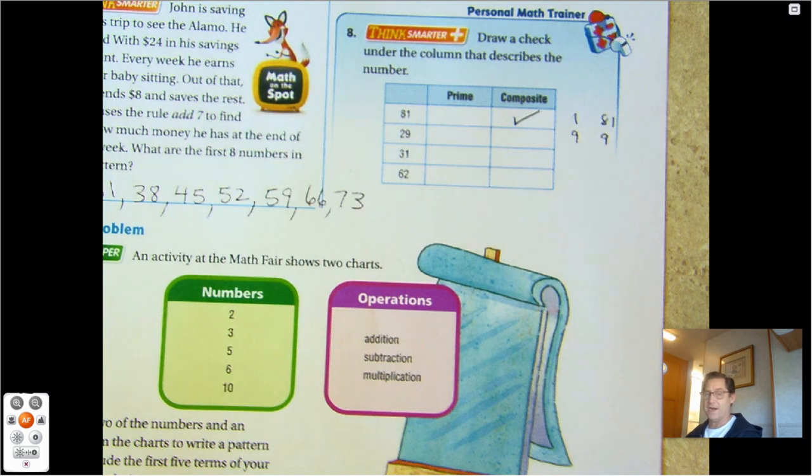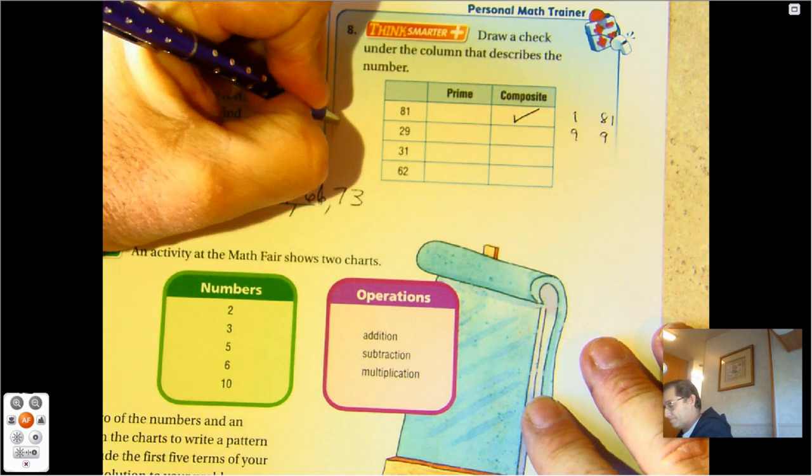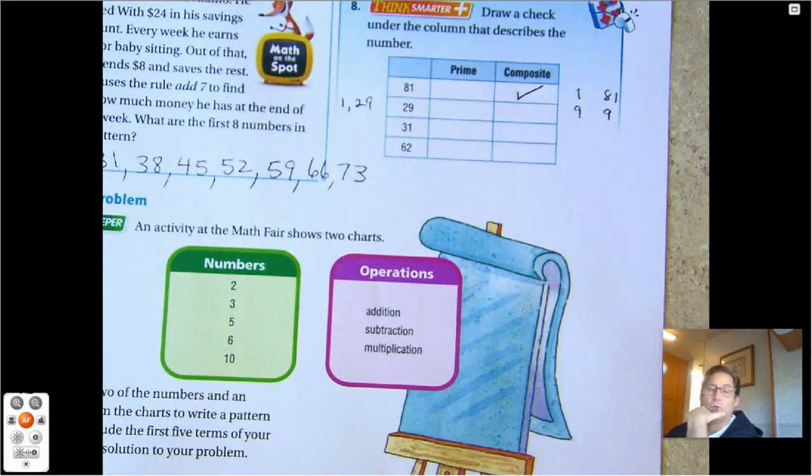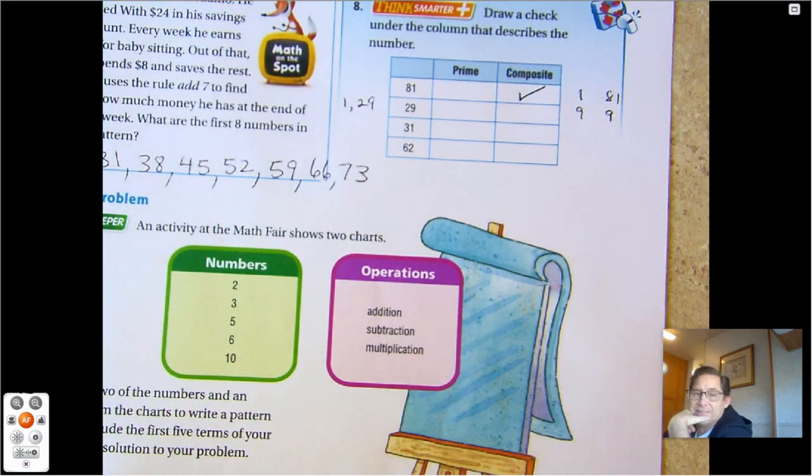29. Well, 1 and 29 work. But does anything else work? 2 won't. It's not even. 3? 2 plus 9 is 11. 11 is not divisible by 3. 4? No, 4 is not going to work because 29 is not even. 5 won't work because it doesn't end in a 0 or 5. 6? No, because it's not divisible by 2 or 3.